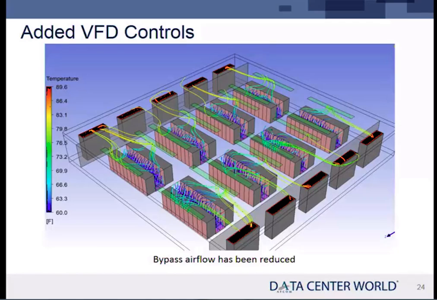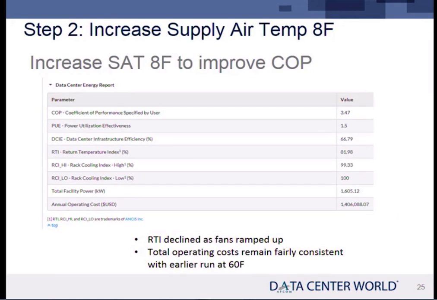Now here you see in this plot, this is the returns again, and you see there's fewer of these. There's still a few, but I'm not perfect in my delivery. So I got a few path lines going back, but certainly bypass airflow has been reduced and things are in much better shape. Next step, can we increase supply air temperature? And if so, what happens? So here we're going to increase supply air temperature by 8 degrees.